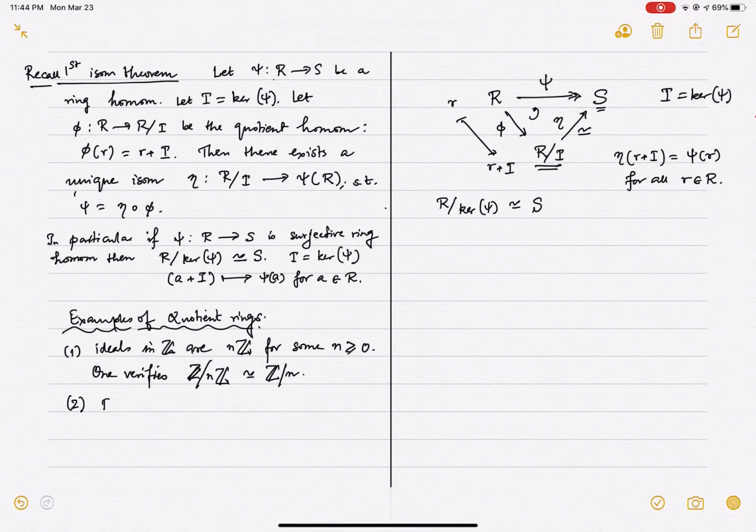The second one I picked is a rather non-trivial one. So recall, we had this ring S, which is, as I said, just R2, let's say, with usual addition, but a curious multiplication defined by (a,b) times (c,d), where a, b, c, d are real numbers here, is (ac, ad plus bc).